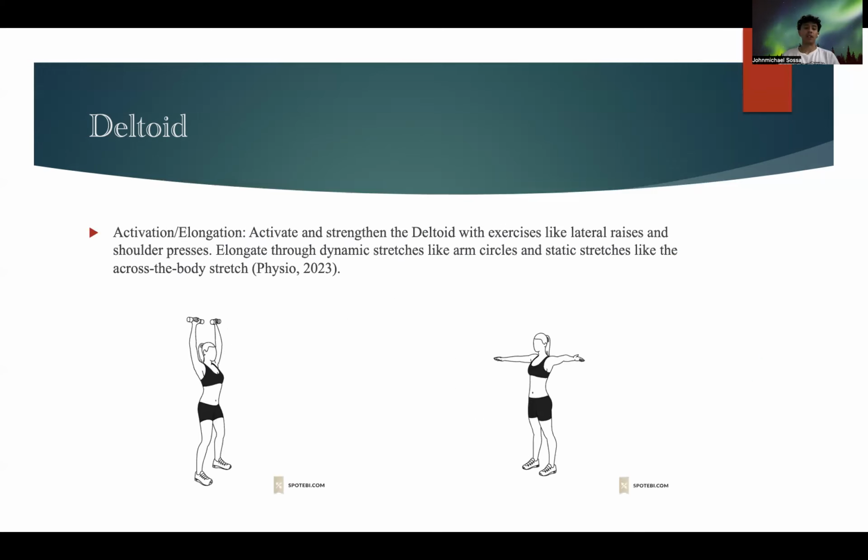Moving on with the next section, activation and elongation. In order to activate and strengthen the deltoid muscle group, you want to perform exercises such as lateral raises and shoulder presses, which target this muscle group primarily. In order to elongate, you want to perform dynamic stretches such as arm circles, and static stretches like the across the body stretch.